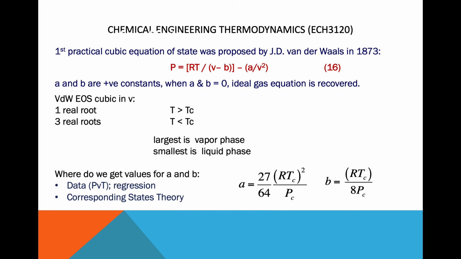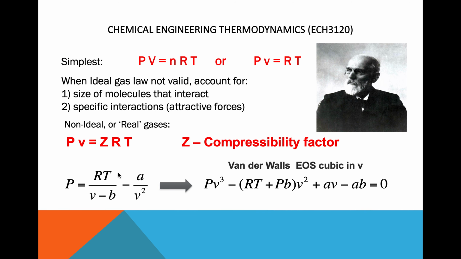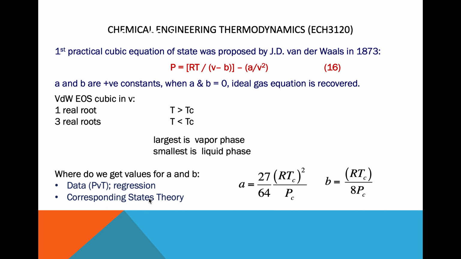Where do we get values for A and B? One source is PVT data, from regression, and another is corresponding states theory. Because A and B are constants, and of course V we can know from RT. So for A, the equation is 27 over 64 times R squared T critical squared over P critical, and for B it equals R T critical over 8 P critical.